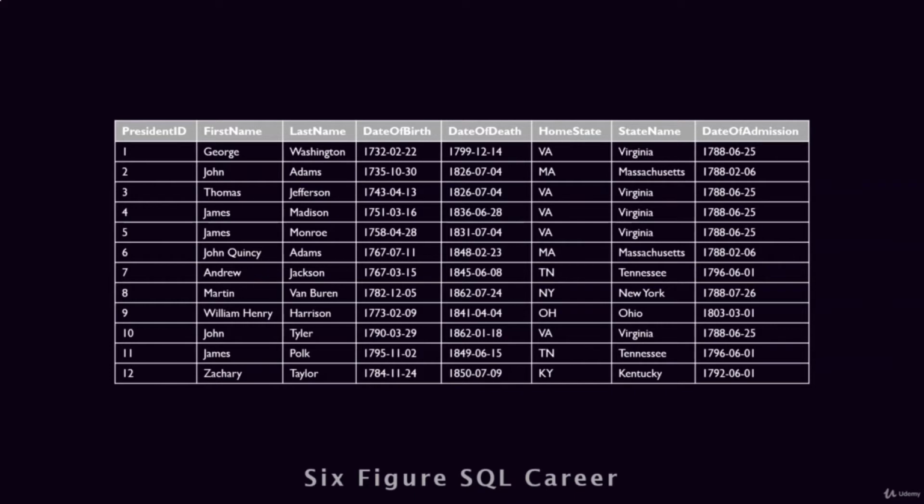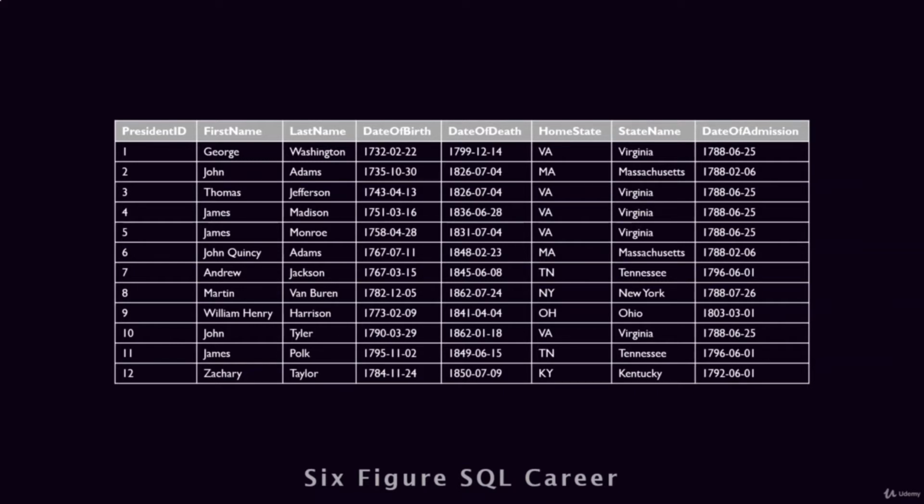And you can see there's a little bit of duplication going on in the state name. You've got 1, 2, 3, 4, 5 examples of Virginia and 2 examples of Tennessee for state names. And then of course the date of admission also gets duplicated appropriately.